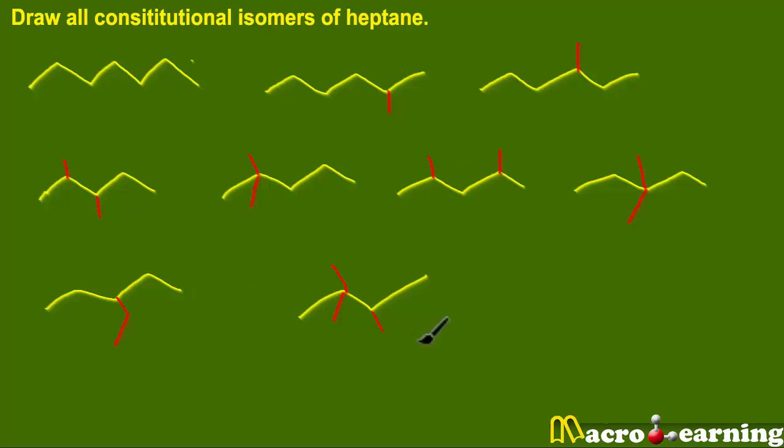Okay, so a total of 9 isomers for heptane, and we have all of them. And I hope you got my idea and my trick about avoiding the duplications, and at the same time making sure we have everything.